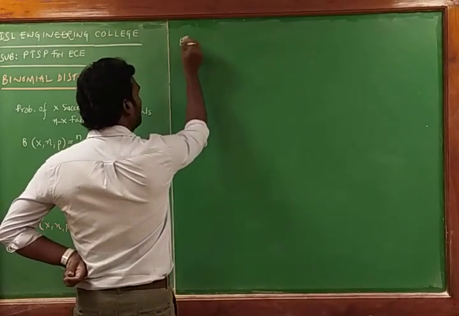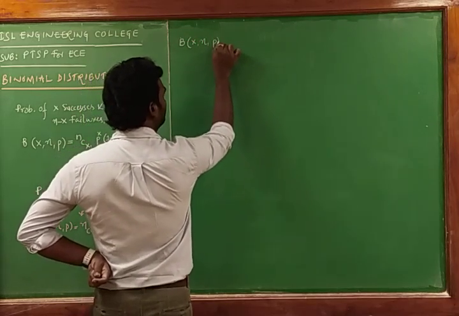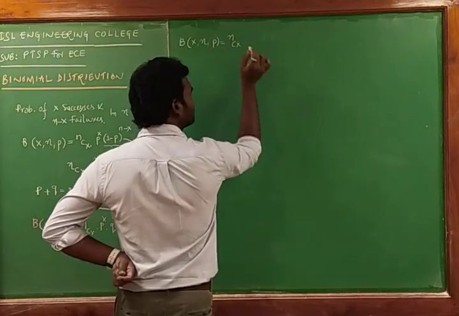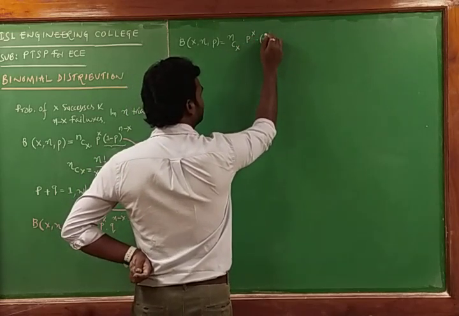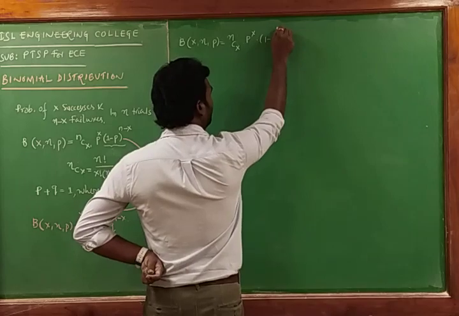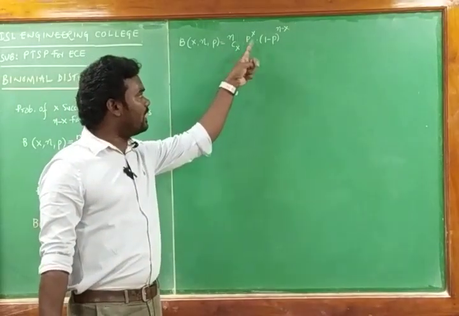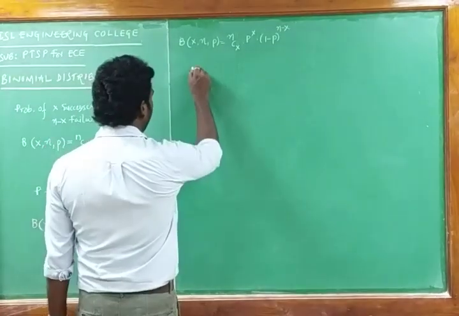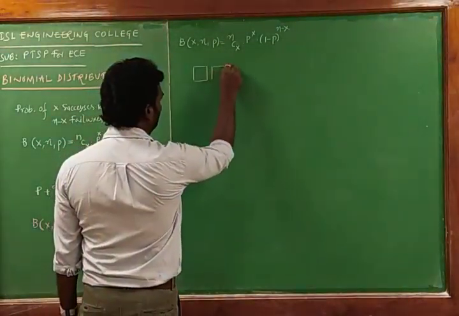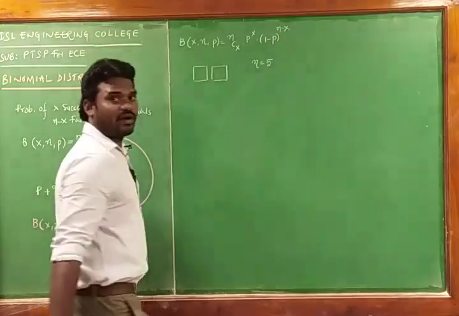What is the standard formula for the binomial distribution? Binomial distribution of X, comma N, comma P is equal to NCX times P to the power of X times 1 minus P to the power of N minus X. If you know all the values of N, X, P, then you can simply calculate this. Here two dice are thrown 5 times, so N is equal to 5. We are doing the same experiment 5 times.